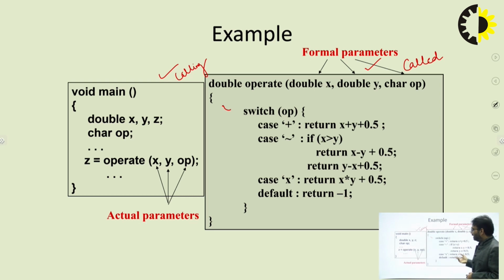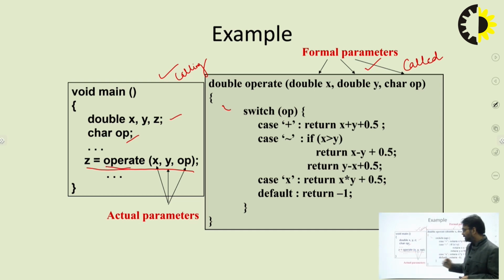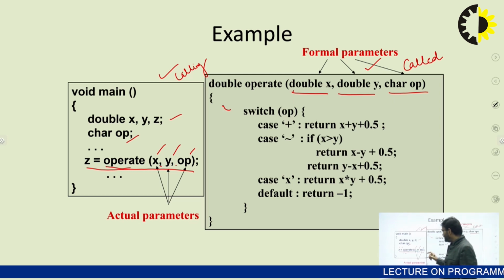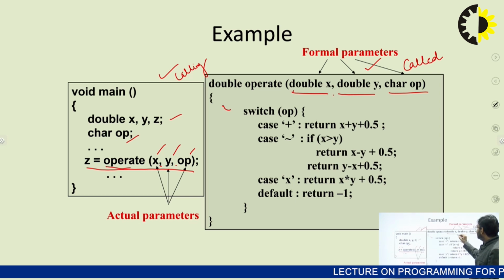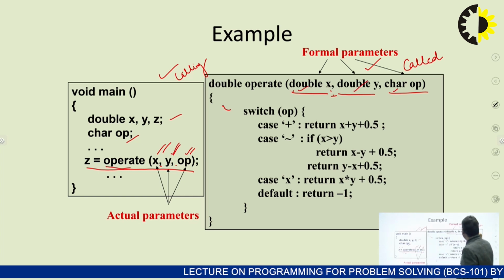So when we write that function name as an instruction, here we are using three variables: two of double type and one of character type. Here we are calling the function operate and passing three values, x, y and op. In the definition of the called function we have three values, double x, double y and character op. So it is necessary that the sequence as well as the data types match the definition of that function.